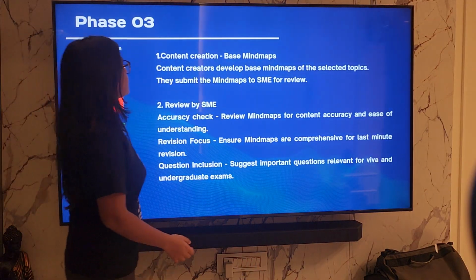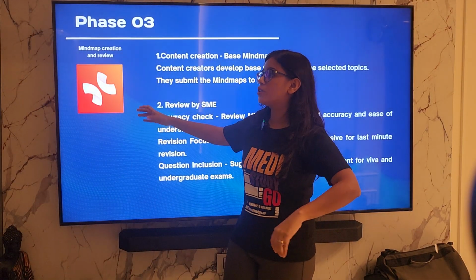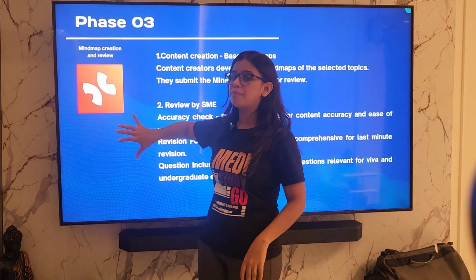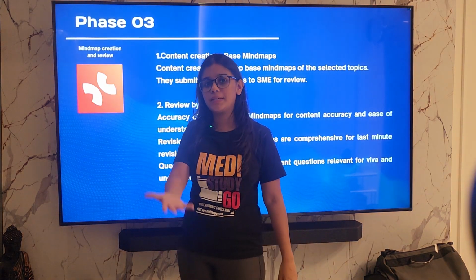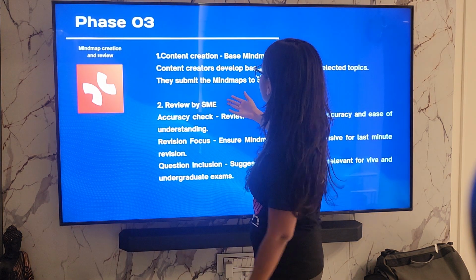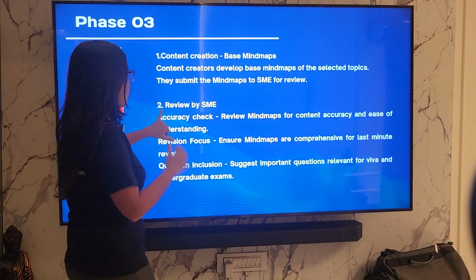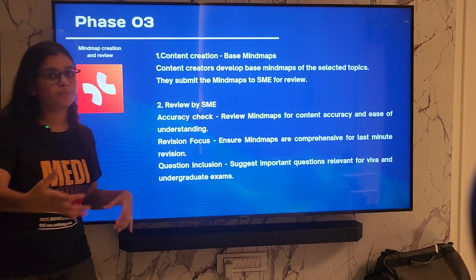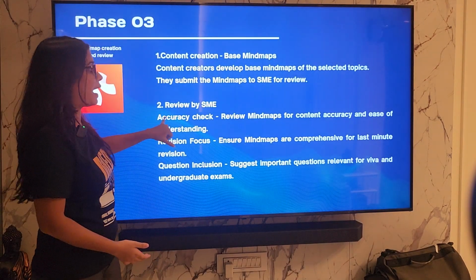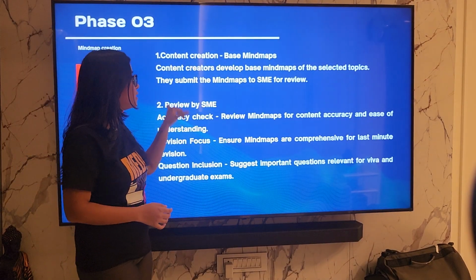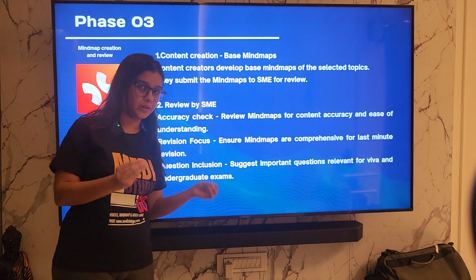Yes, phase 3 is the mind map creation and review. Now we'll talk about how this mind map has to be created. As I said, you will be assigned content creators. The content creators will do your base mind map work, and it will be reviewed by the SME. So what is the SME exactly checking? He's checking accuracy. Obviously, the content that they might have put may have some small errors here and there.